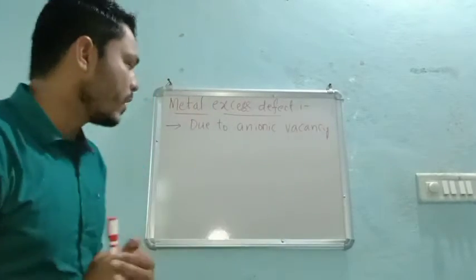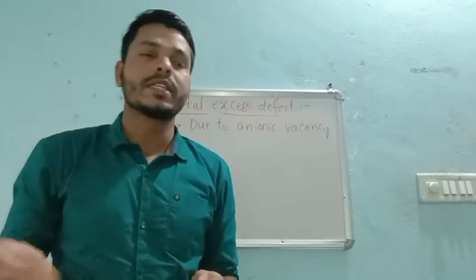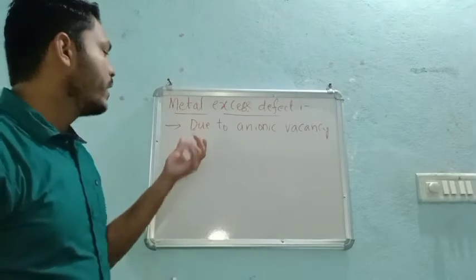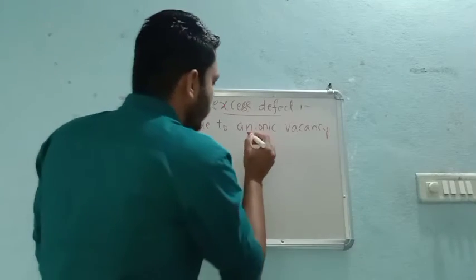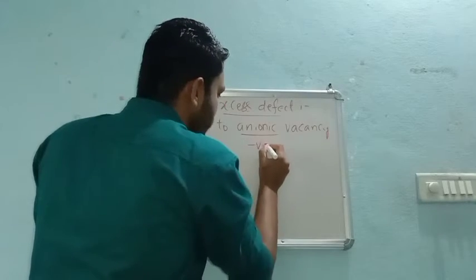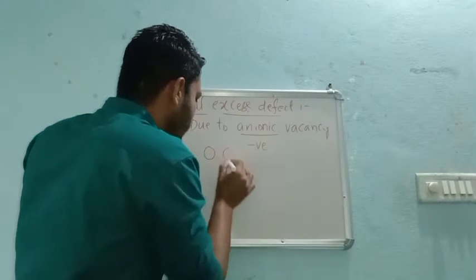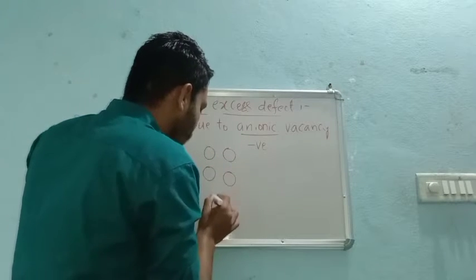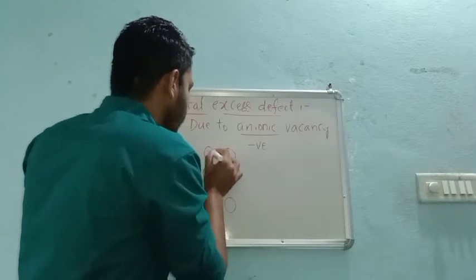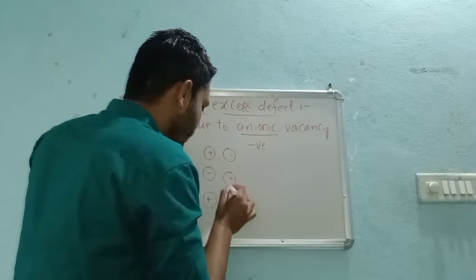Like that, if we expose any solid to sunlight or physical changes, then definitely some of the anions, meaning negative charge species, may be missing, right? Some of the anions may be missing. Say for example, positive, negative, negative, positive, like this.